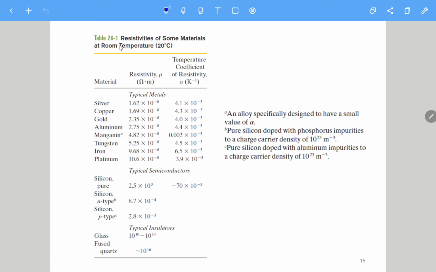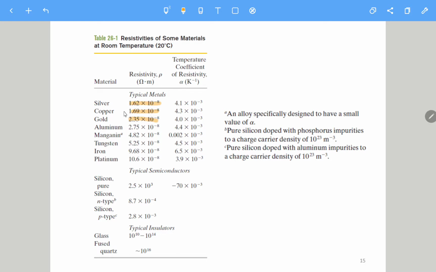So this is a table summarizing some of the resistivity for different materials. So this part is the conductor. As you can see here, for the resistivity, mainly we use gold, copper, and silver. Mainly we use these several ones.